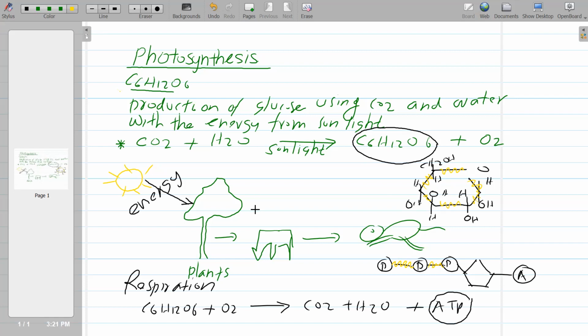Now, if you look at this picture very carefully, the sun appears in yellow color here, and the glucose molecule has bonds in yellow color, and the ATP molecule has bonds in yellow color. So that is the flow of energy, how sunlight energy is finally moved to the ATP molecule. So the ATP molecule is the universal energy for all organisms.